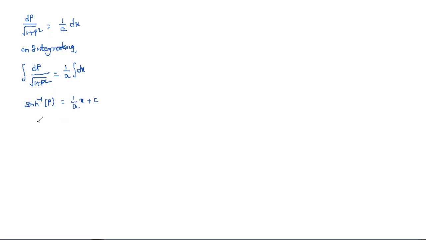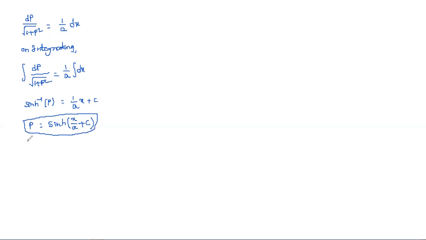I require p, right? So for that, take this sinh inverse to that side. Then it changes to p is equal to sinh of (x by a plus c). So this is the value of p. So we need to eliminate the parameter p. So p is equal to this one. Now we need to substitute this p in the given problem.